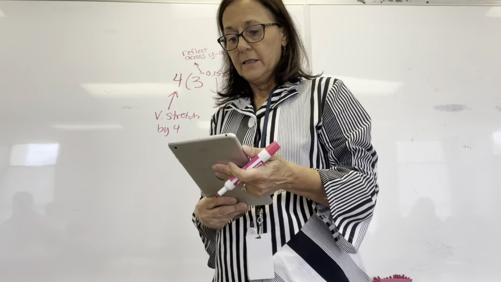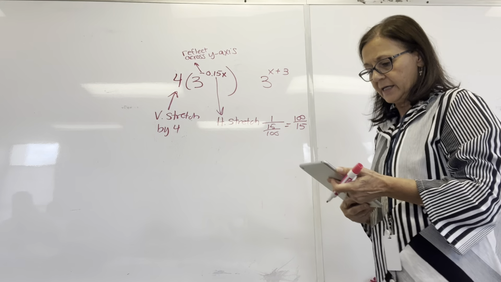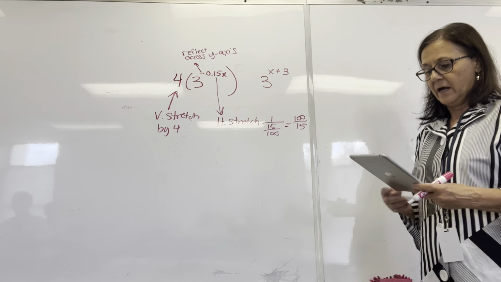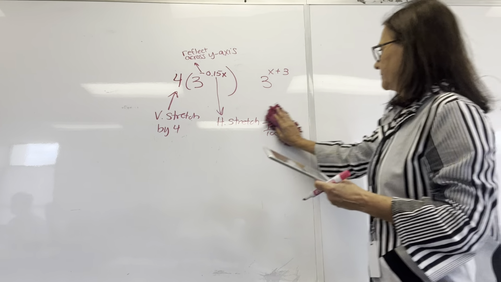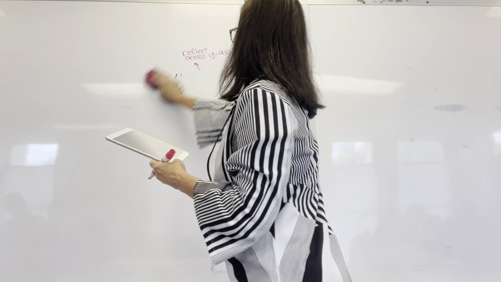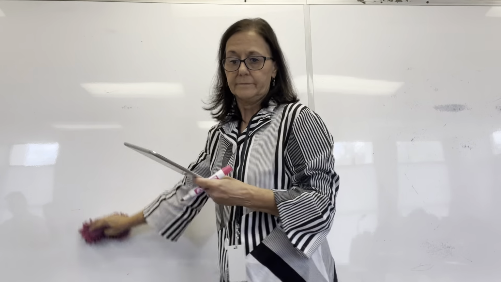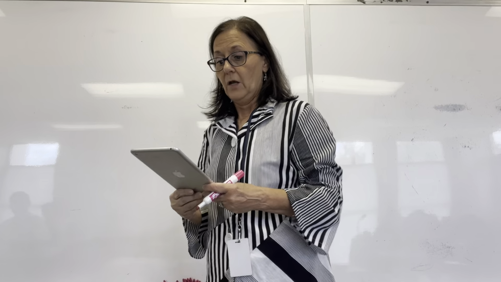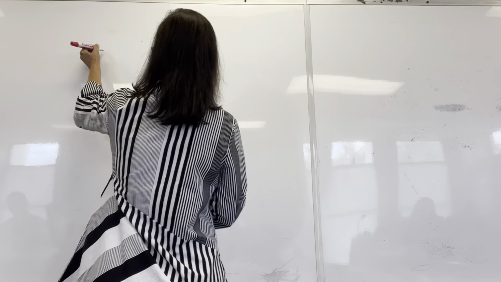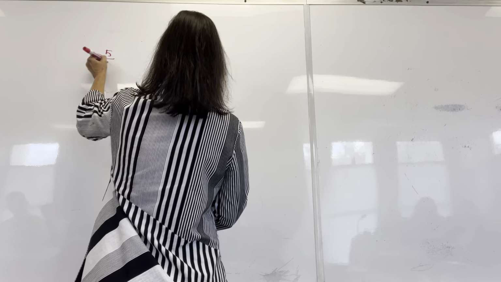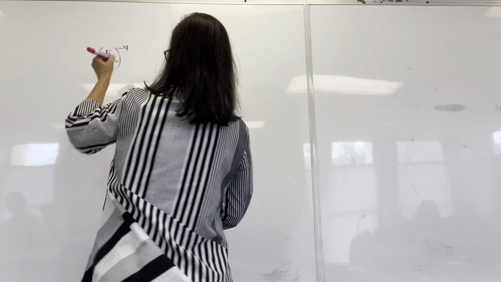All right, it says, sketch a complete graph of 15, 17, and 19. Okay. Sketch a complete graph. So here's your function, 5/2 to the negative x.